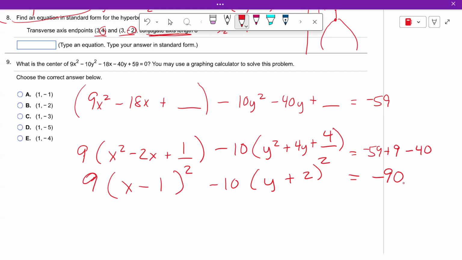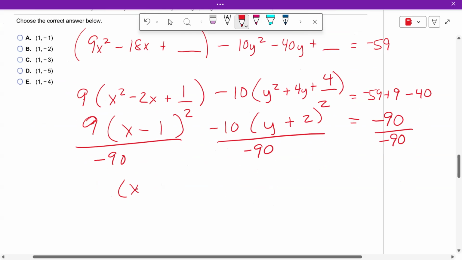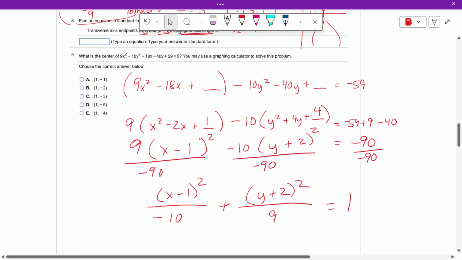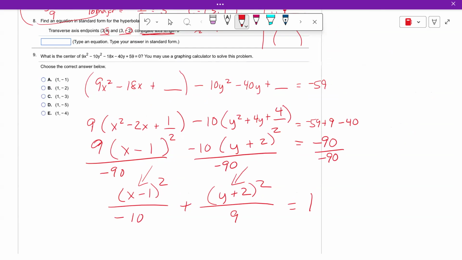So to get the equation, I need a 1 on this side, so I have to divide everything by negative 90. So it's x minus 1 squared over negative 10 plus y plus 2 quantity squared over 9 equals 1. So we want the center of this. Where's the center going to be? 1, negative 2. Completing the square. Takes a little bit to complete the square.